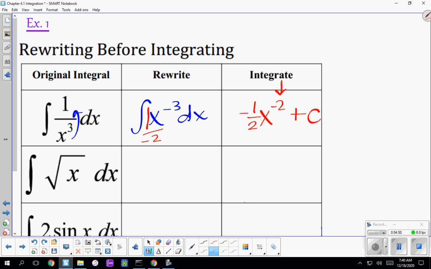Okay? The next one, I'm going to integrate really x to the power of 1/2 with respect to x. Again, I'm going to add 1 to that exponent, so now I get 3/2. And then I'm going to divide this original coefficient by 3/2.